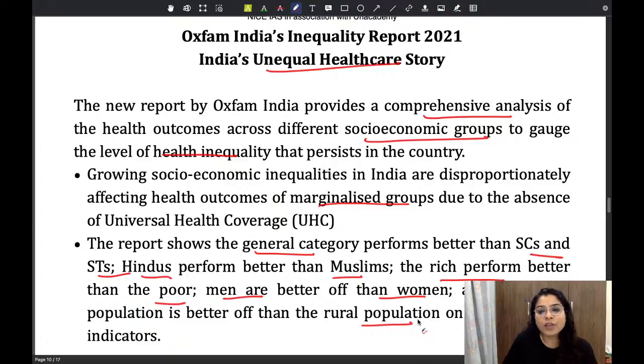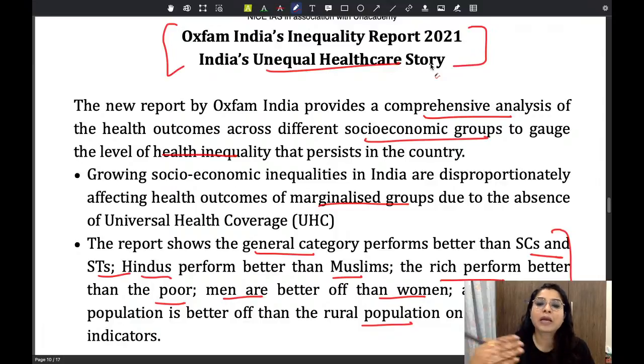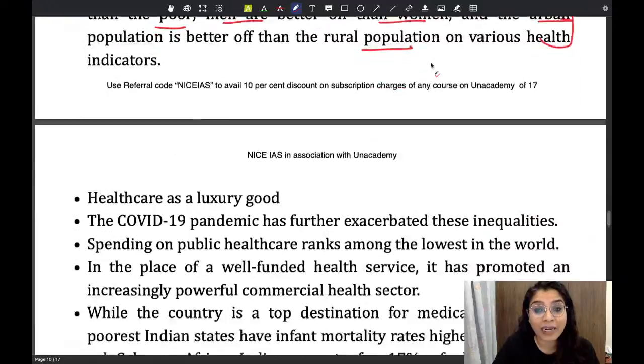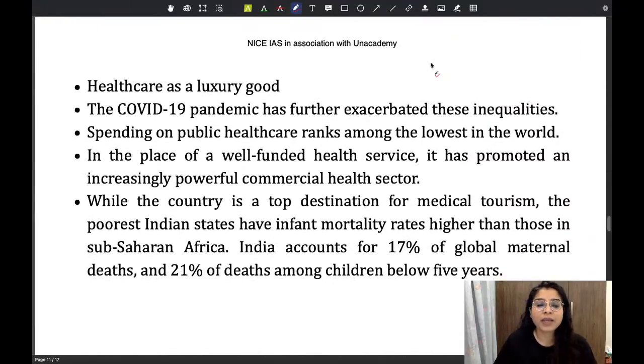The difference is whenever you write this and substantiate it by stating that this is the outcome of your Oxfam report, it becomes a point for substantiation. It becomes a valid point. It becomes a relevant point. Then, within that report, it is stated that healthcare is a luxury good. The COVID-19 situation has exacerbated these inequalities.